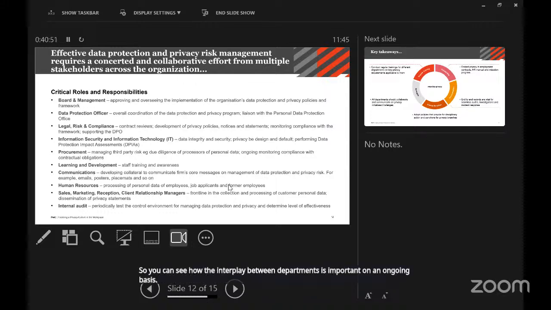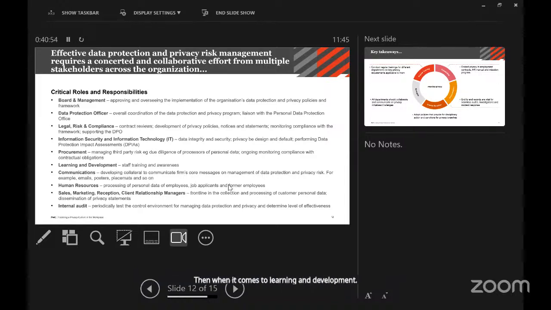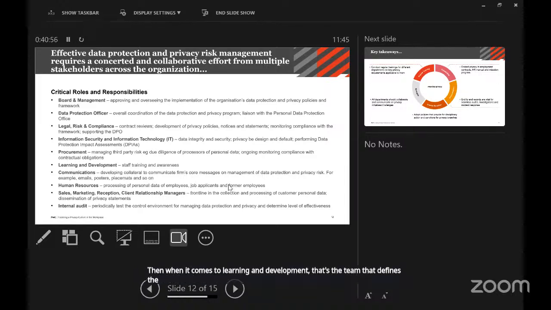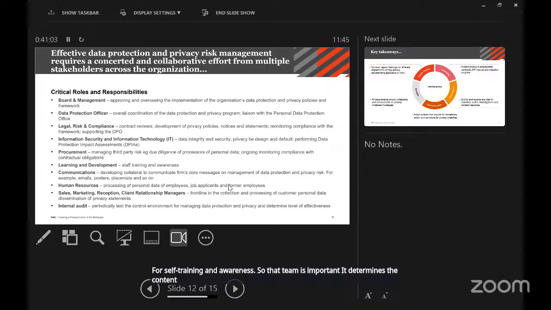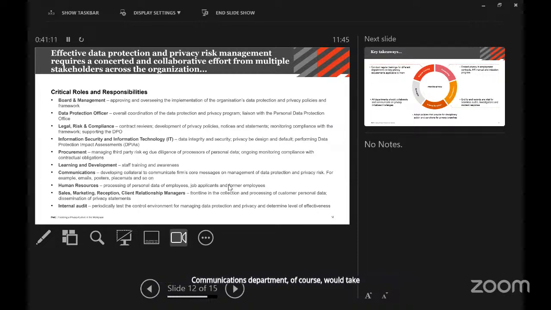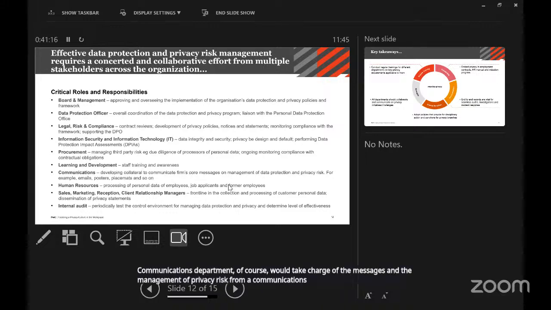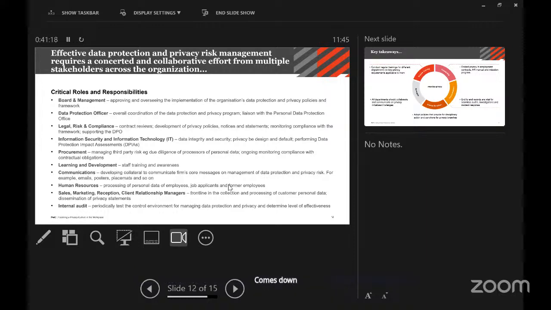Then when it comes to learning and development, that's the team that defines the structure and also curriculum for staff training and awareness. So that team is important because it determines the content, and that content needs to be informed by the organizational needs from time to time. Communications department, of course, would take charge of the messages and the management of privacy risk from a communications front. So it comes down to emails, posters, placements around the organization's activities. So again, communications needs to be very sensitive in the information that they disseminate.